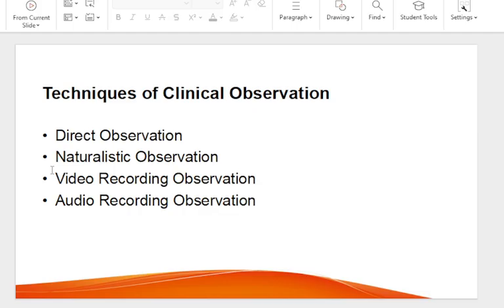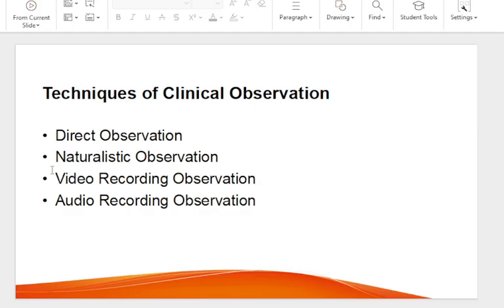Now, what other techniques are there? Video recording observation is quite similar to the other two we have covered. The only difference is you are now using an appliance to record whatever observation you made, which enables you to play it over and over again after a long period of time and get an accurate measurement of the behavior. So you are getting a proper measurement of what the behavior looks like and how it is exhibited over time.